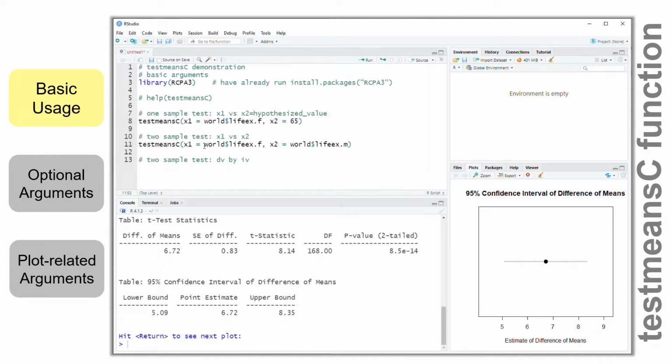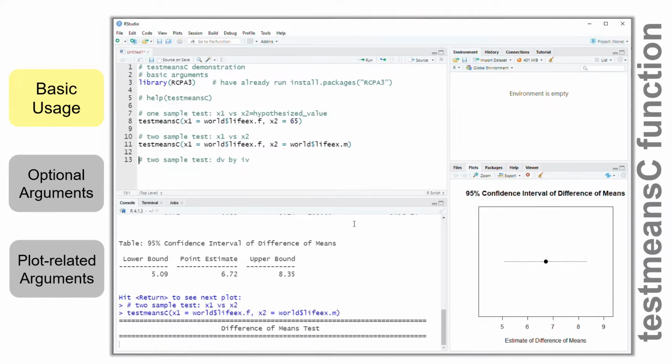So it's going to compare the average of female life expectancy to the average of male life expectancy. In the first example, I set the x2 to a specific value. In this next example, the two-sample test, I've set x2 to a variable. Let's run this and see what it looks like.